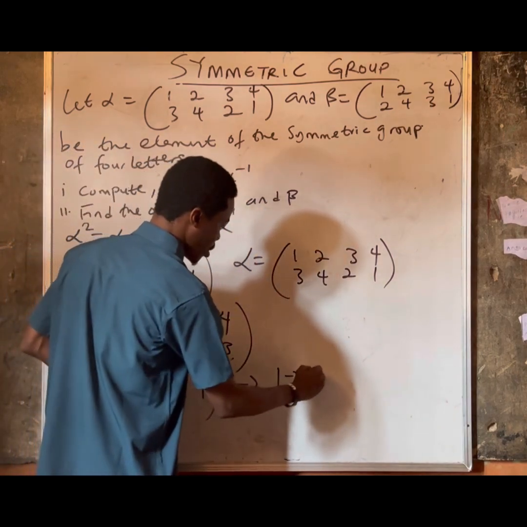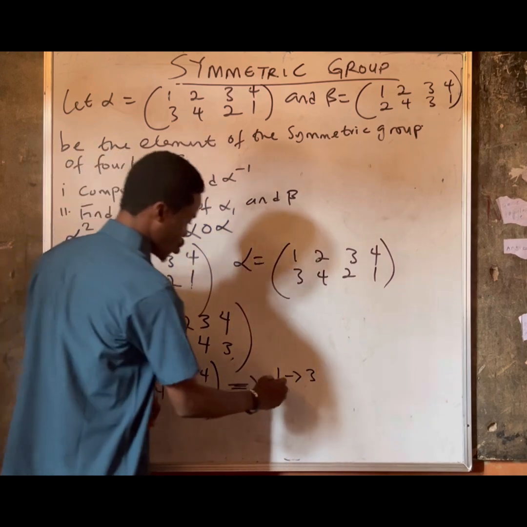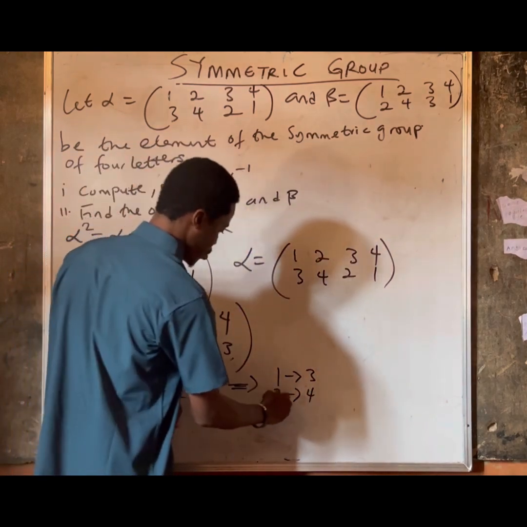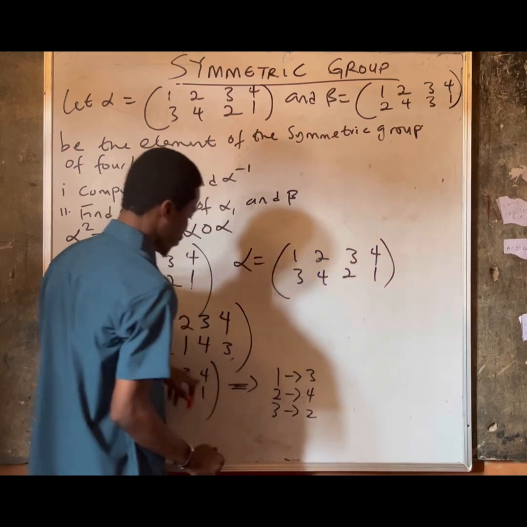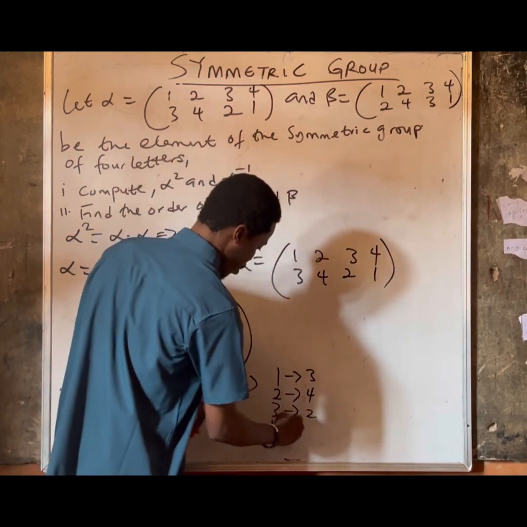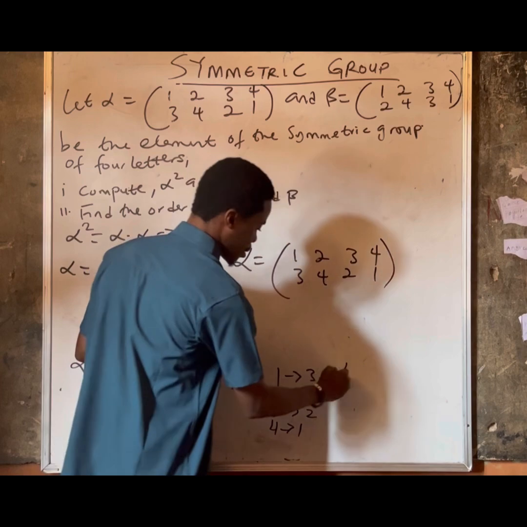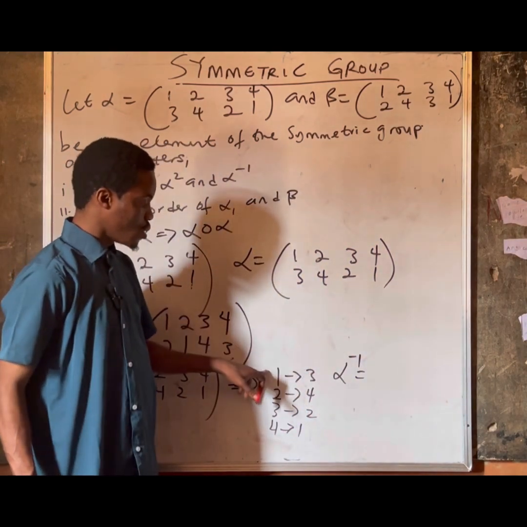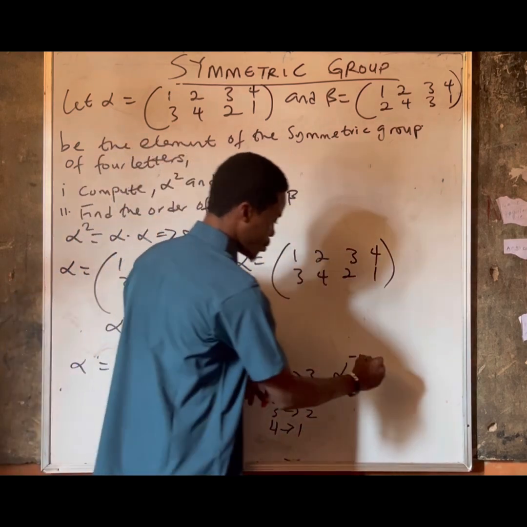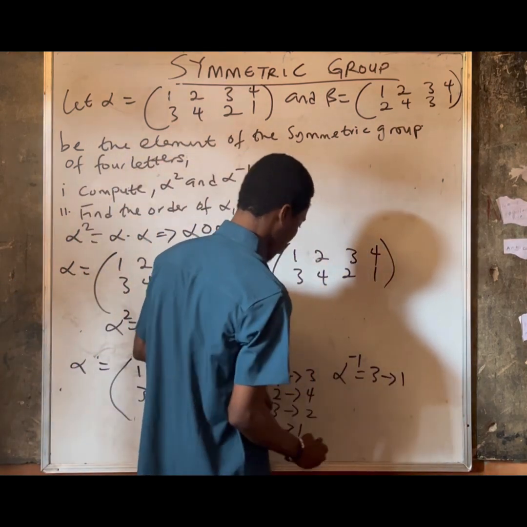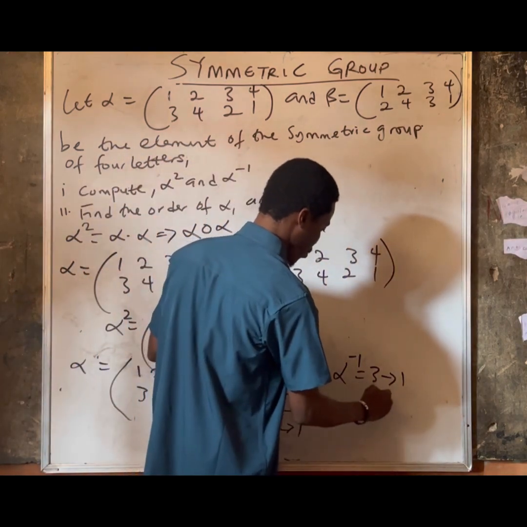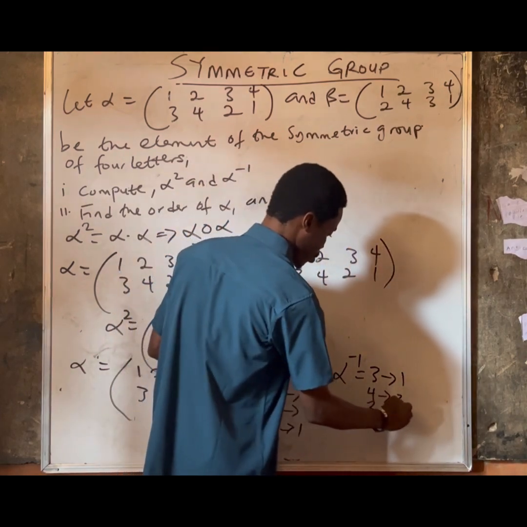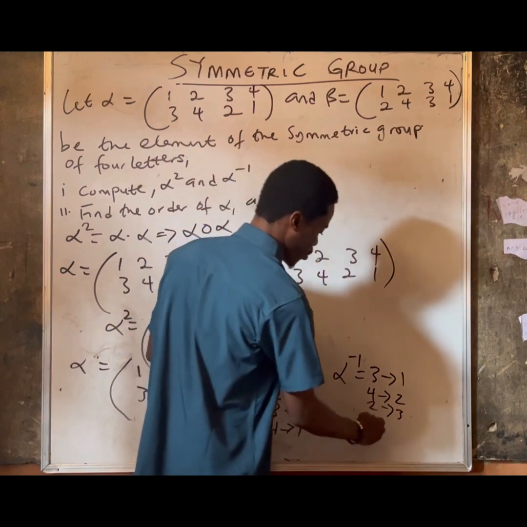Let's test it like this. 1 is mapped to 3 here, 2 is mapped to 4, then 3 is mapped to 2, then 4 is mapped to 1. So our alpha inverse is the reverse process of this. So it will be 3 is mapped to 1, 4 is mapped to 2, 2 is mapped to 3, then 1 is mapped to 4.